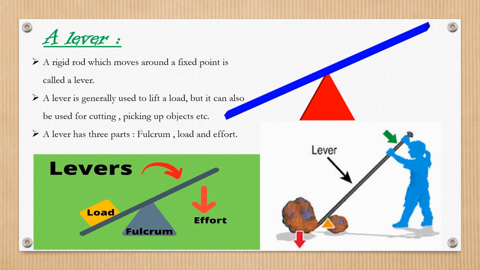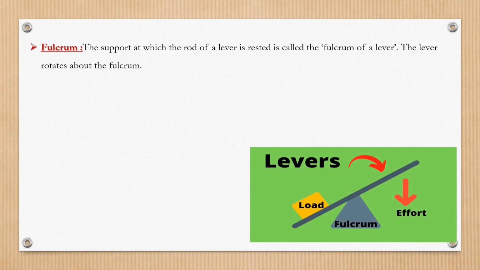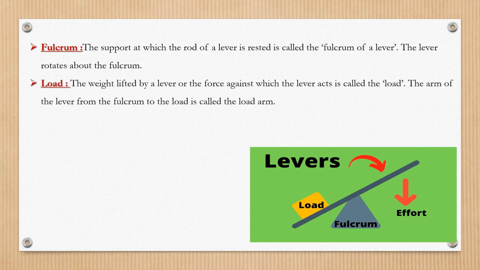Now let's understand what is fulcrum, load and effort. Now students, what is fulcrum? The support at which the rod of a lever is rested is called the fulcrum of a lever. The lever rotates about the fulcrum. Now next, what is load? The weight lifted by a lever or the force against which the lever acts is called the load. The arm of the lever from the fulcrum to the load is called the load arm.